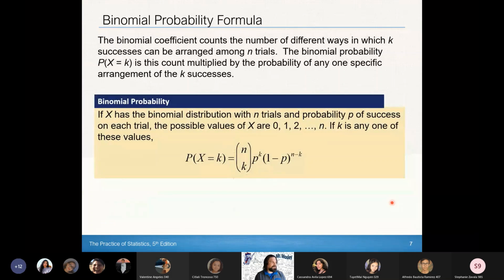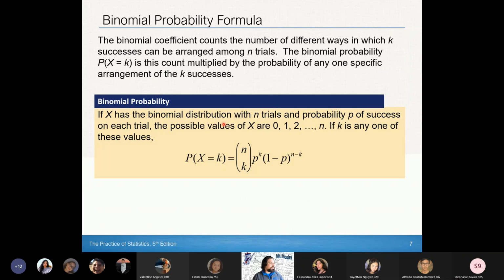So now that we have our binomial coefficient, the binomial coefficient counts the number of different ways in which k successes can be arranged among n trials. Binomial probability, p of x equaling k, is this count multiplied by the probability of any one specific arrangement of the k successes. And that's what we saw in our example.